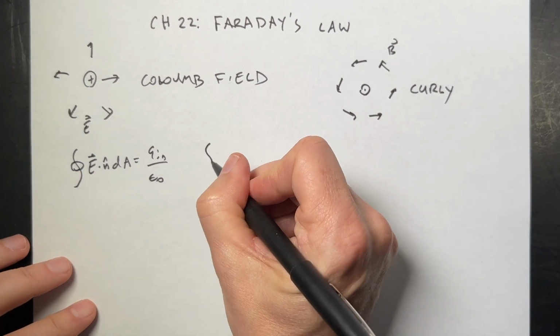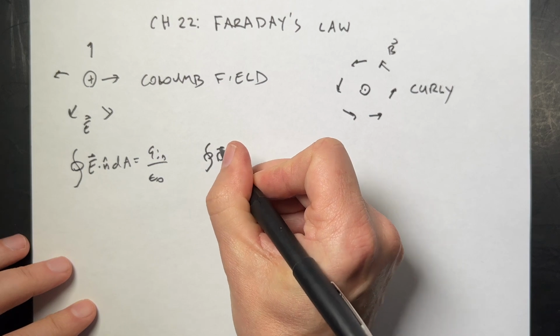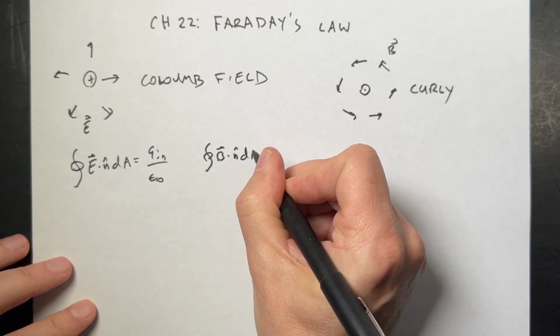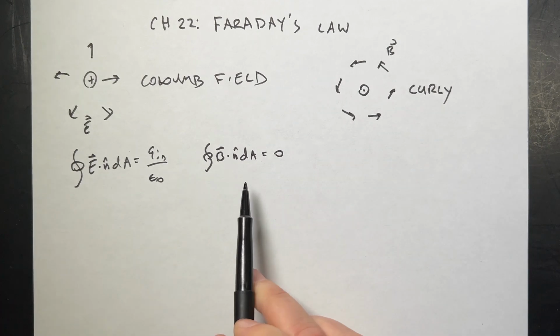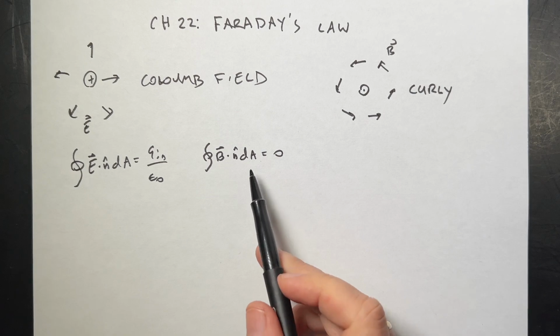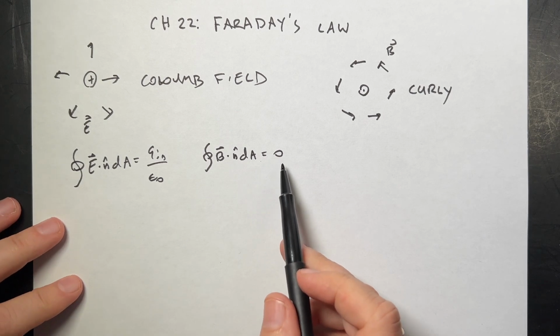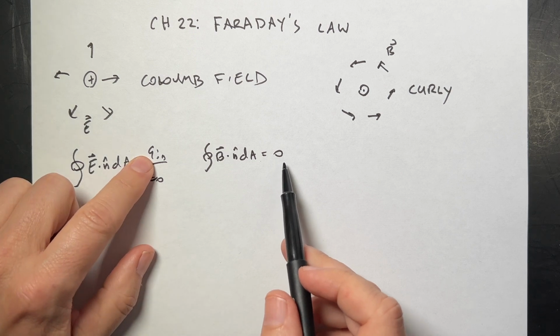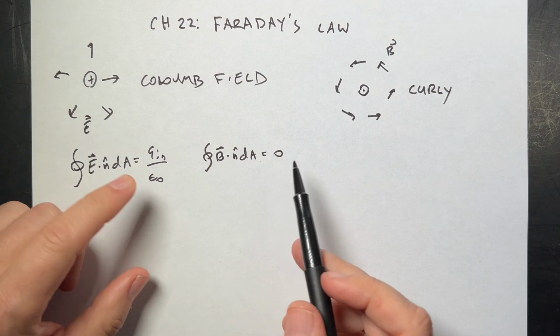And then we have Gauss's law for magnetism. And this just says it's the same thing, but we use magnetic field, B, instead of the electric field. And this says that there is no magnetic charge, because the magnetic charge inside of the surface is 0. So that's that.